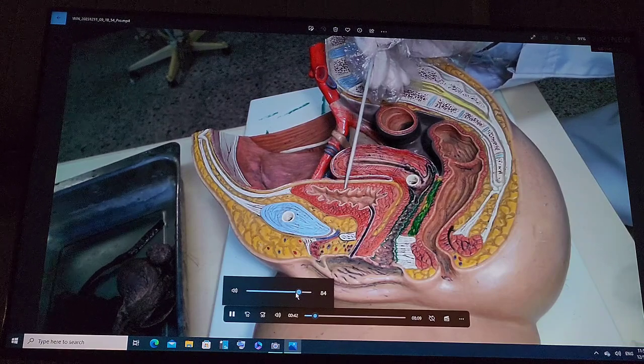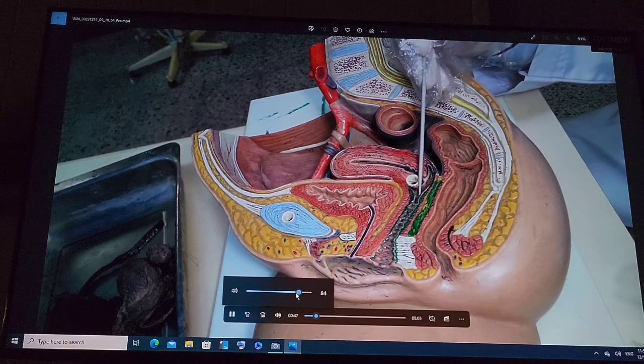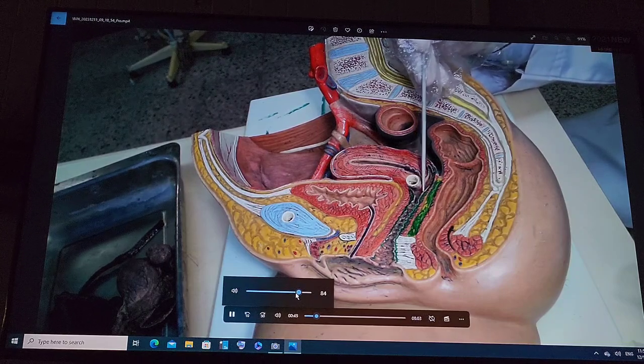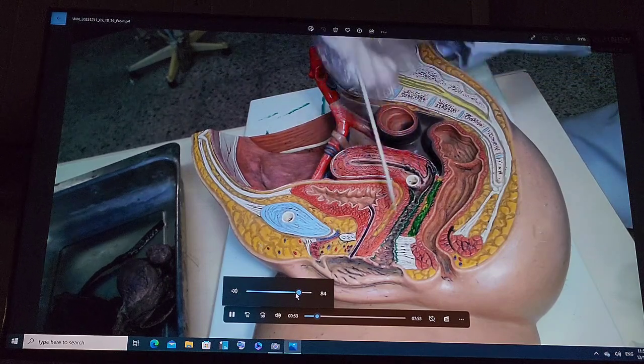The uterus, as you see here, opens into the vagina inferiorly at a right angle.